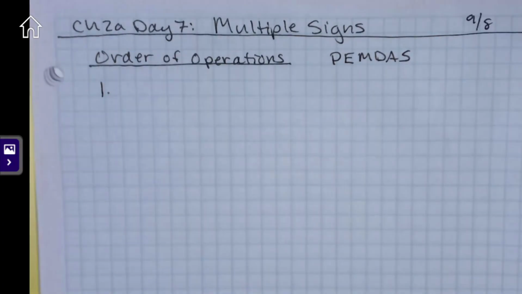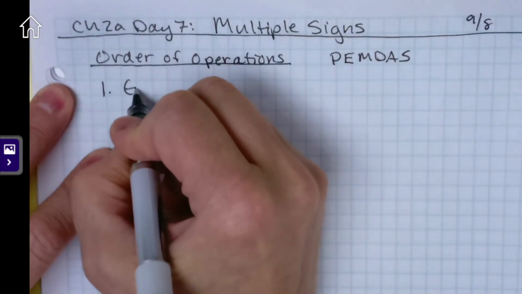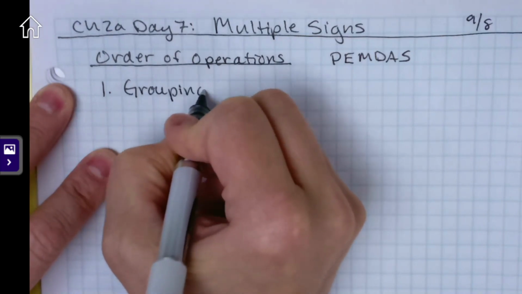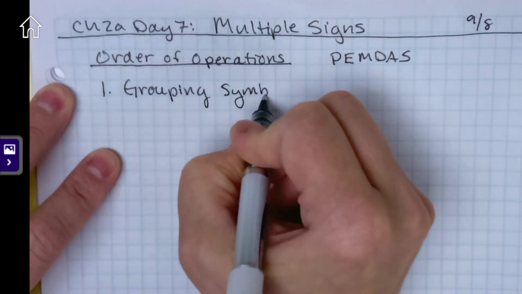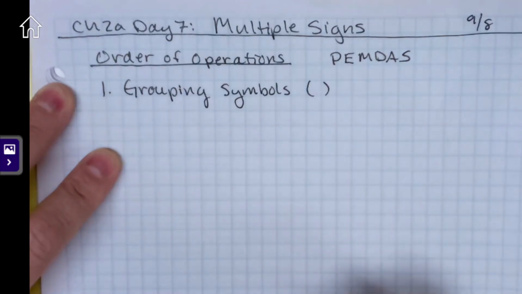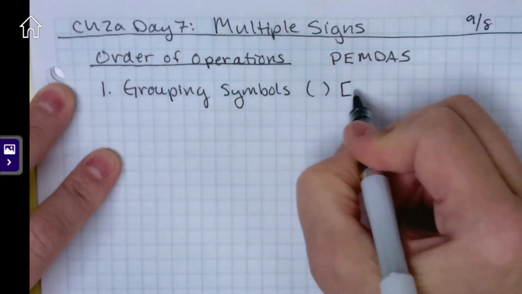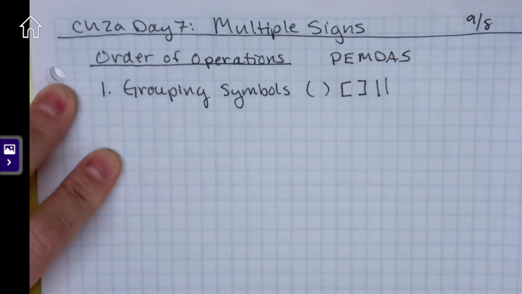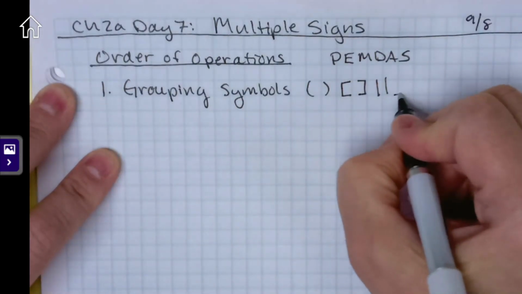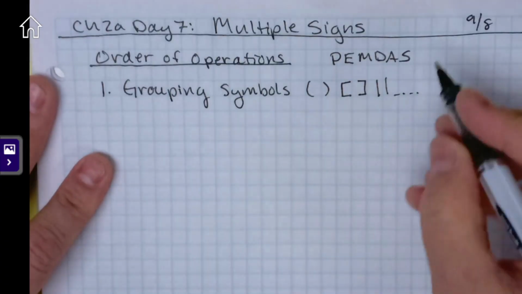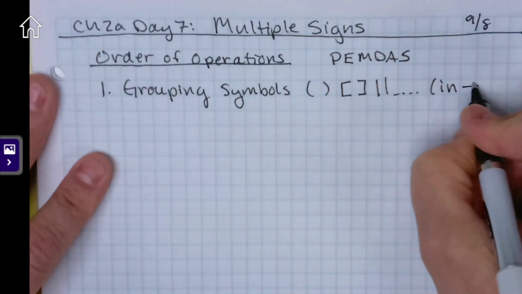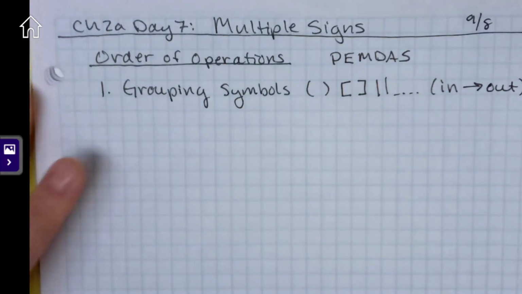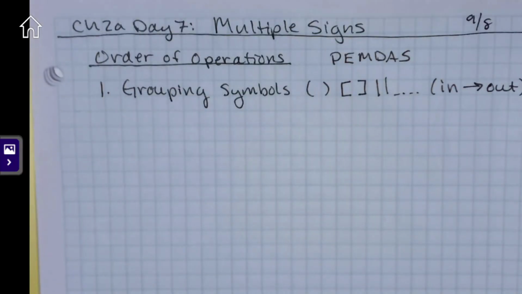So on the very first step, in PEMDAS, they say parentheses. In reality, you start with any grouping symbols. So it could be parentheses, it could be brackets, absolute value bars. There's a lot of grouping symbols that we learn as we go along. The main thing is you start with the inside and you work your way out until you can get rid of the grouping symbols.